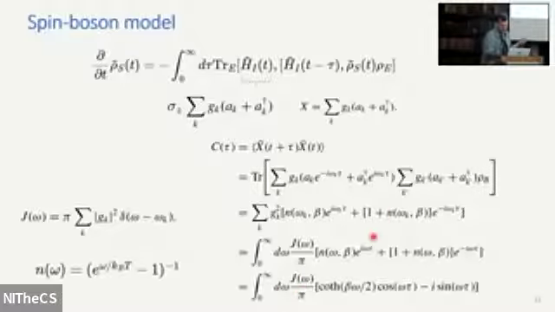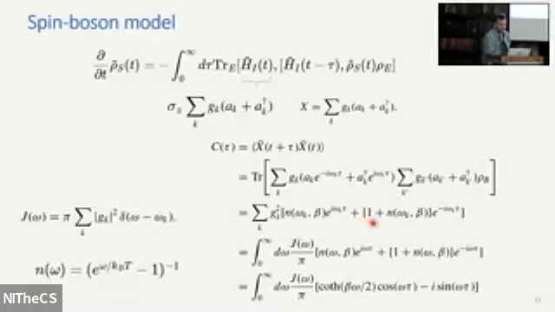Maybe if you want some homework, you can check if there are any typos. The other interesting thing I'd like to point out is that the fact that you get this n of omega and 1 plus n of omega is because these operators don't commute with each other. And so you pick up this plus 1 term by reordering, like A A dagger equals A dagger A plus 1. And this, in some sense, is the origin of spontaneous emission into an environment.